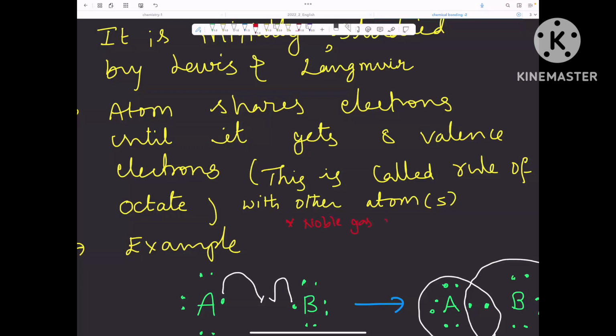Noble gas atoms have 8 valence electrons, except helium.